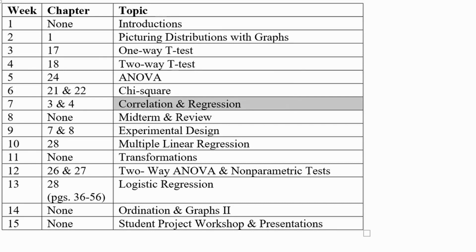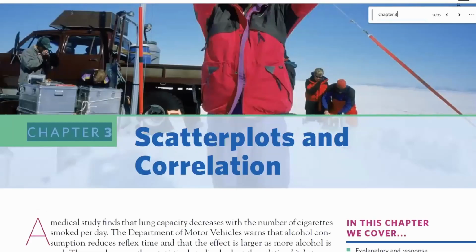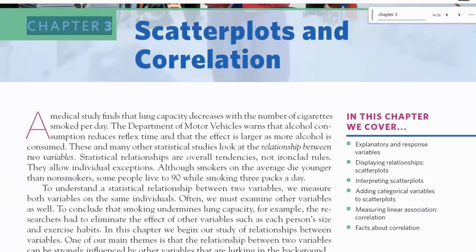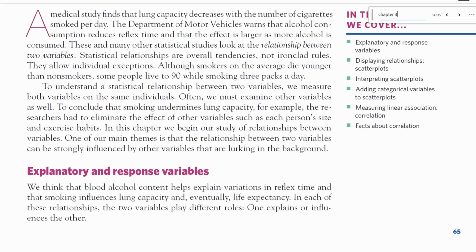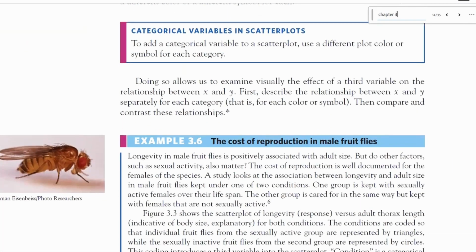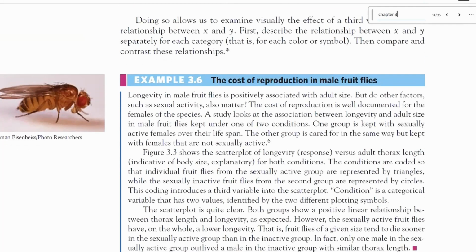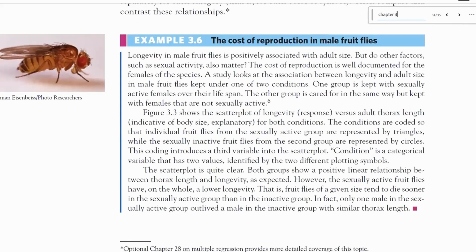Correlation and Regression, chapters 3 and 4. There it is. We went over this. Read the chapter. We talked about the cost of reproduction in male fruit flies, right? We talked about this in the lecture.